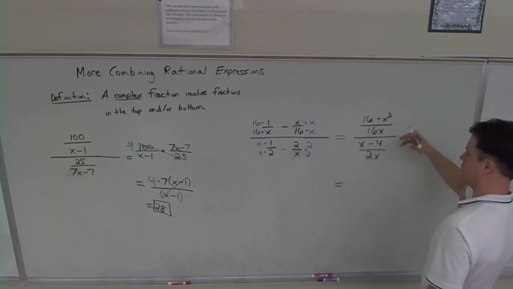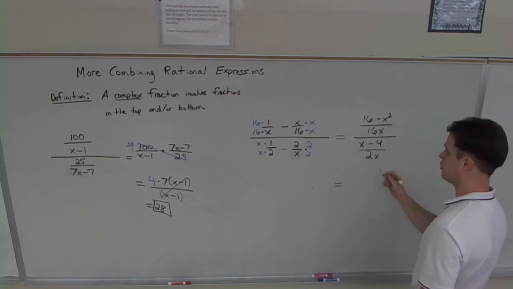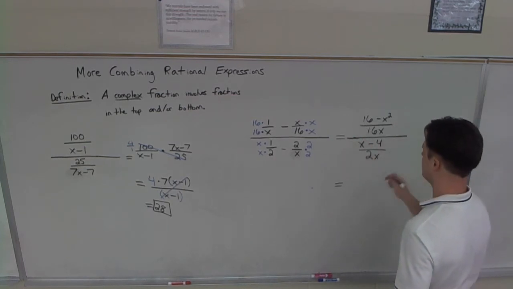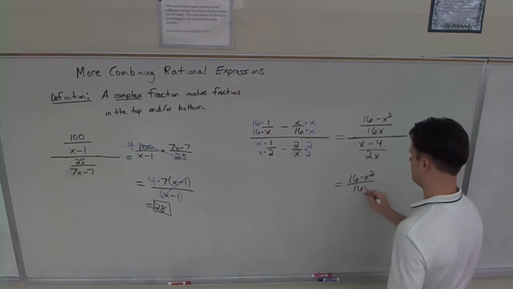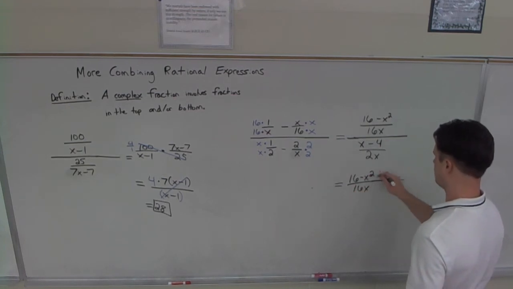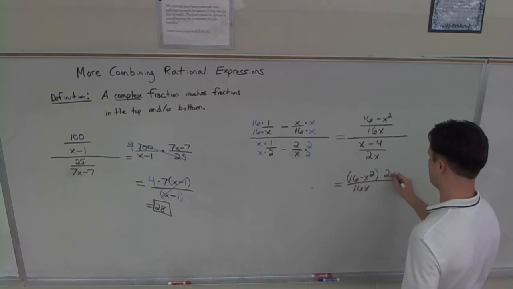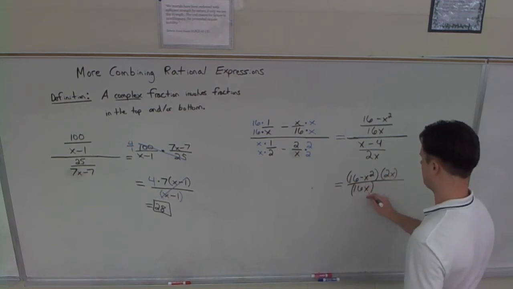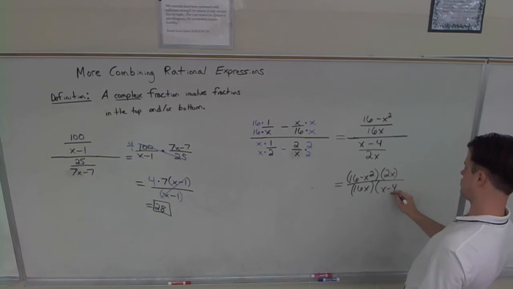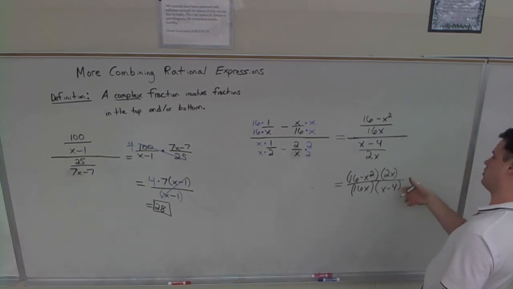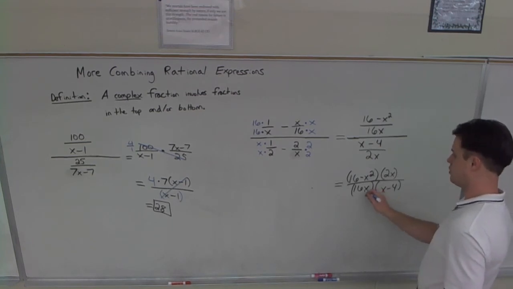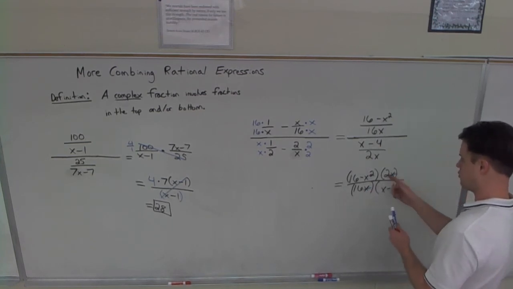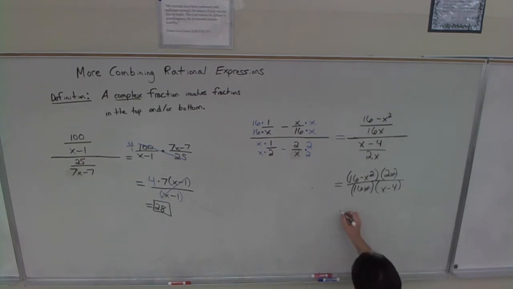And now we can go ahead and flip that once we have one fraction over another. Here's the main fraction bar. So I'm going to have 16 minus x squared over 16x, and 2x is going to go up here, and x minus 4 is going to go down there. If you can see, I flipped that over. So the question is, does anything cancel at this point? Yeah, I think a couple things do. The x's here go away. 2 over 16 goes to an eighth. So there's an 8 left.